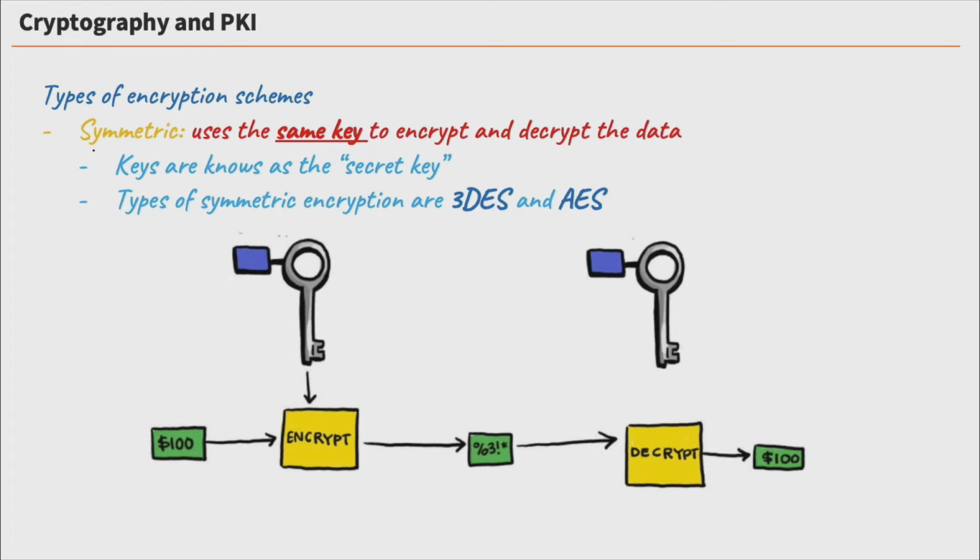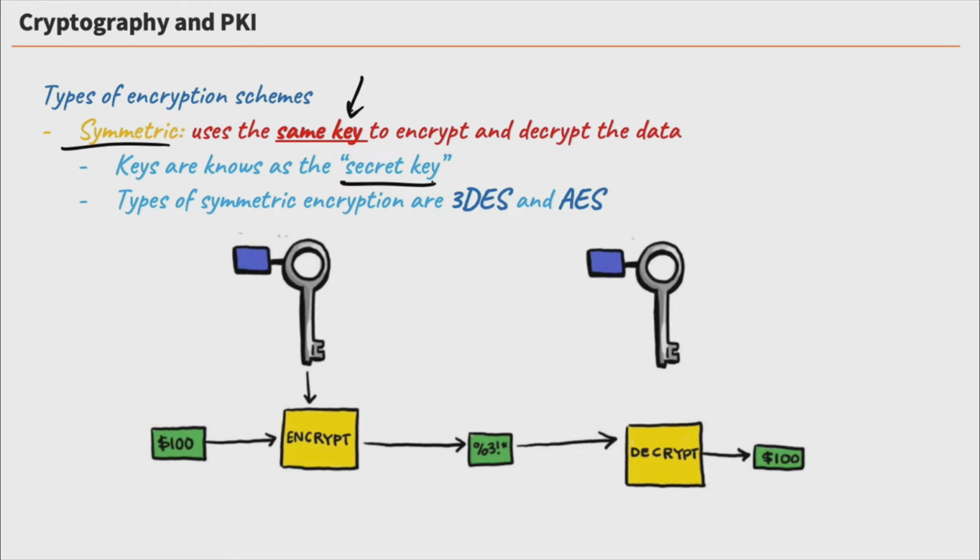Now let's talk a little bit more about the different types of encryption schemes. Now, first of all, we're looking at symmetric. That's the first type of encryption. And it's called symmetric because it uses the same key to encrypt and decrypt the data. And these are known as a secret key.